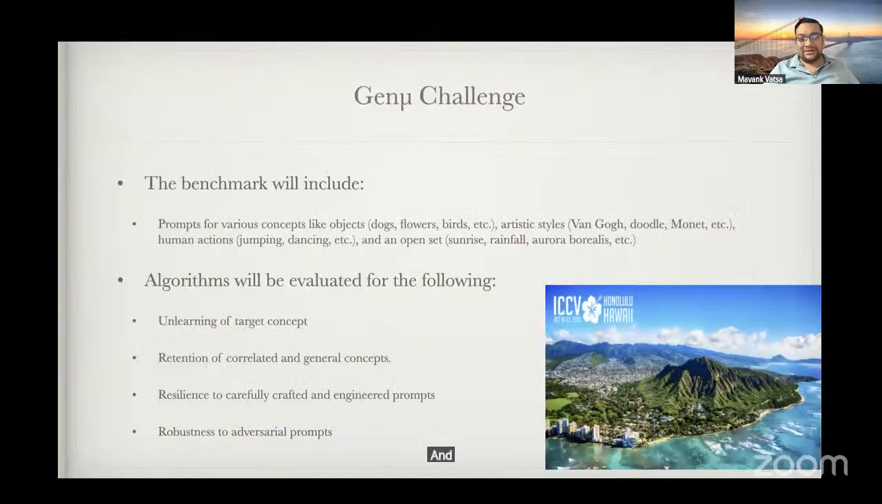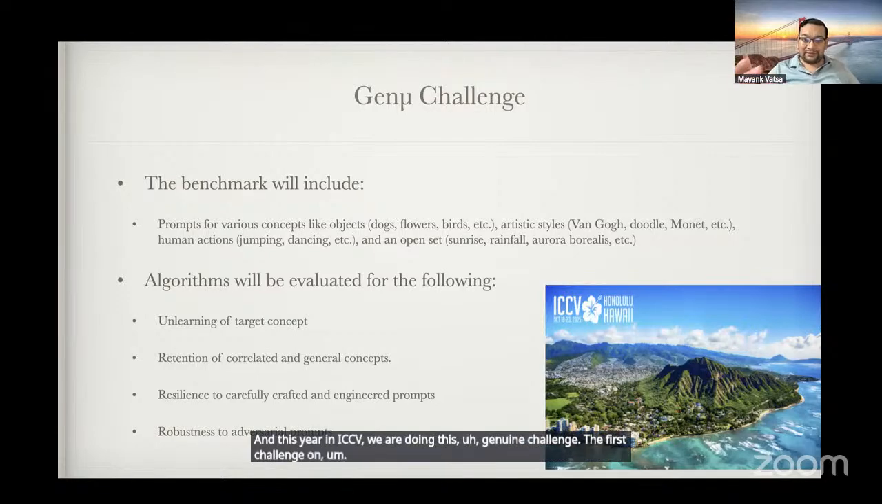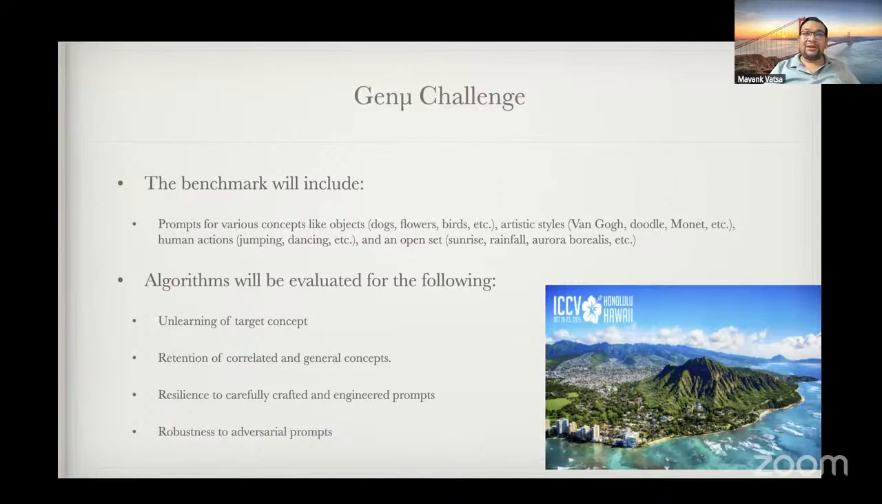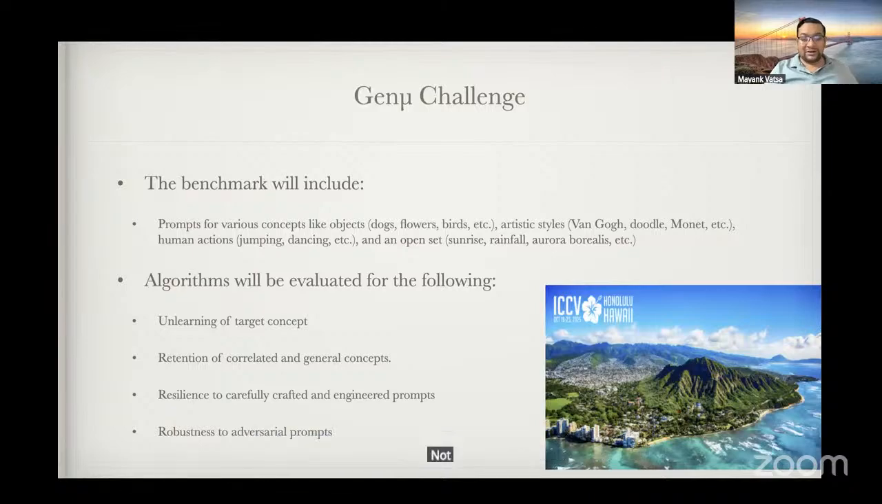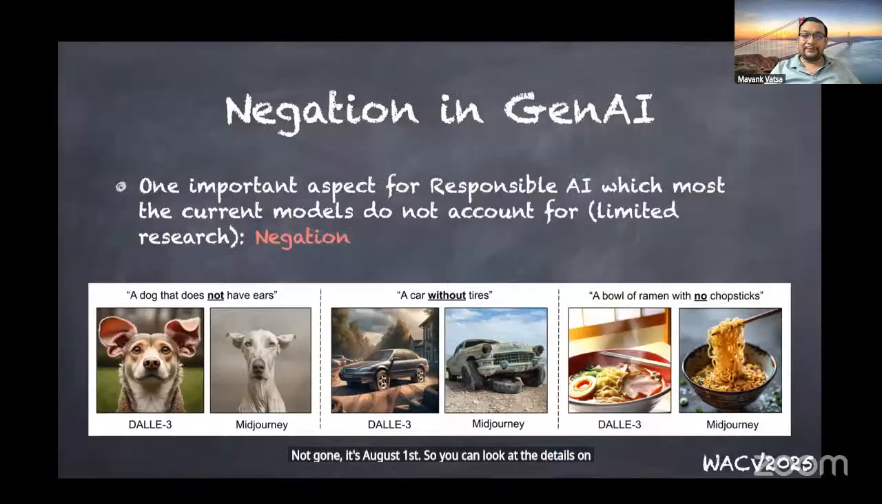And this year in ICCV, we are doing this Gen challenge, the first challenge on concept unlearning in generative space. So if you would like to participate, the deadline is still not gone. It's August 1st. So you can look at the details on the Gen challenge website.